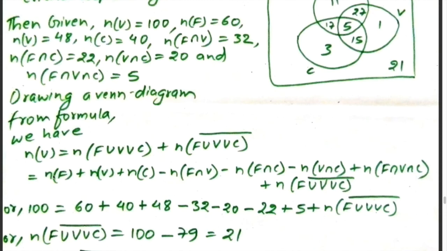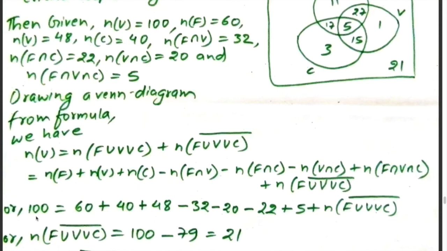From the formula we have n(U) = n(F ∪ V ∪ C) + n((F ∪ V ∪ C)') = n(F) + n(V) + n(C) minus n(F ∩ V) minus n(F ∩ C) minus n(V ∩ C) plus n(F ∩ V ∩ C) plus n((F ∪ V ∪ C)').